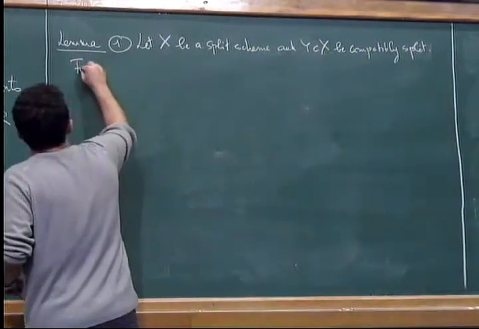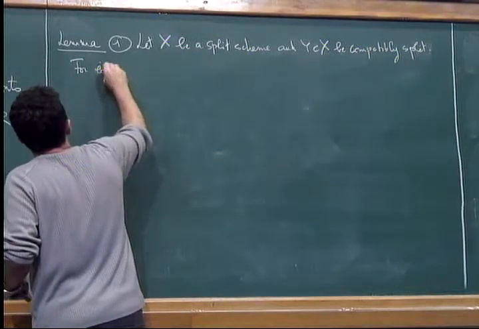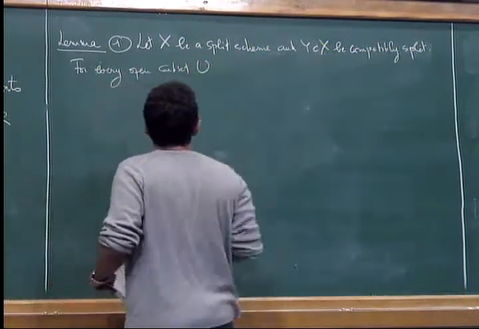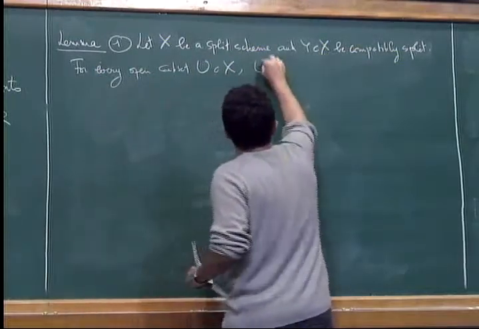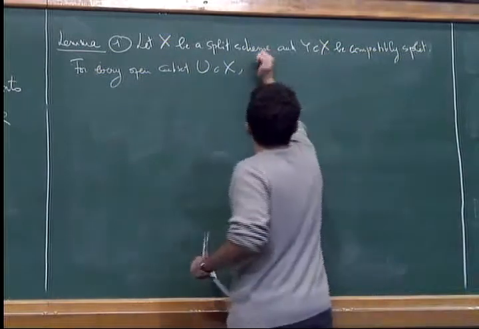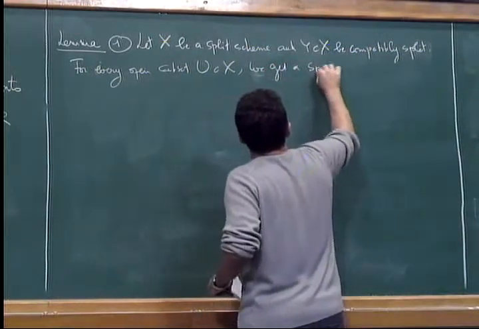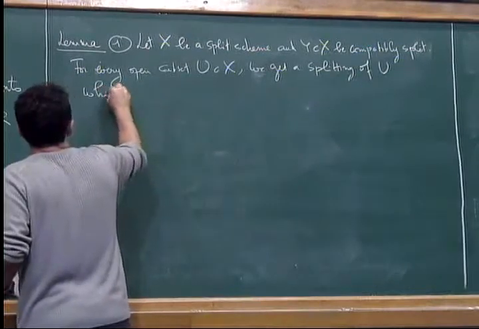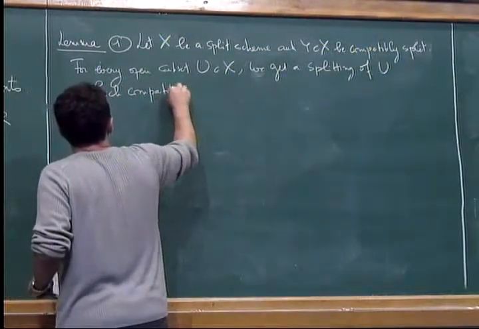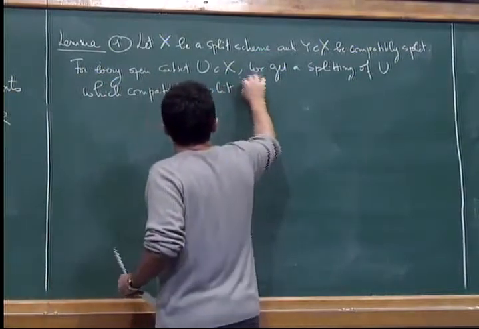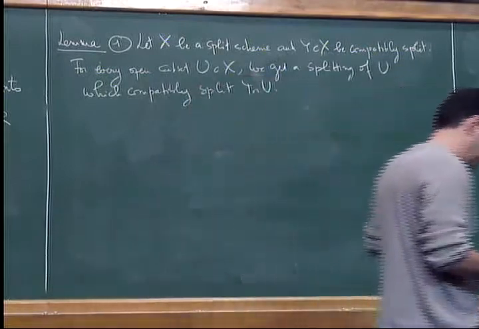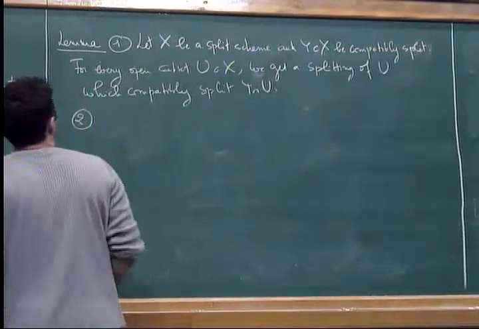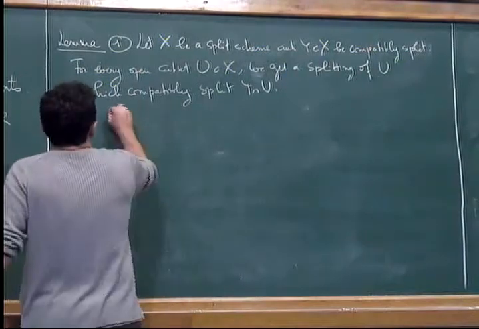Now for every open subset U in X, we get a splitting of U which compatibly splits Y intersected with U. So the more interesting thing is the converse.